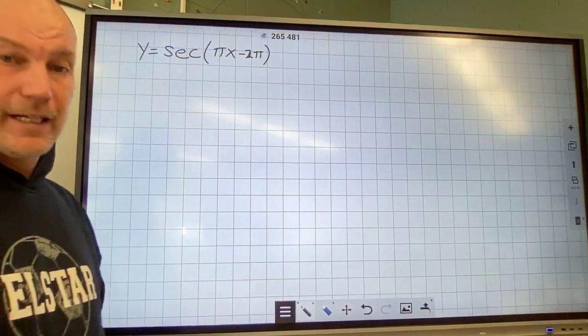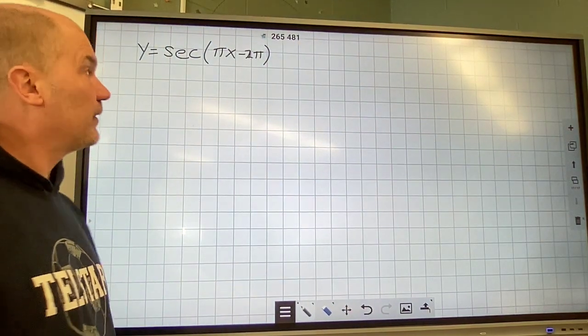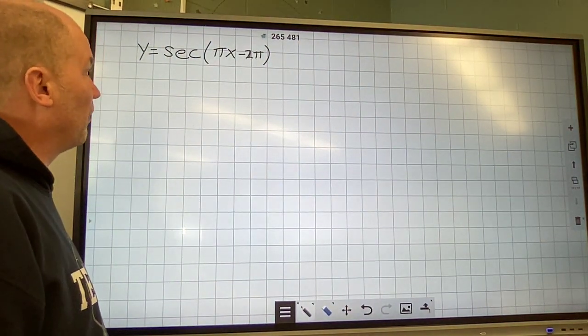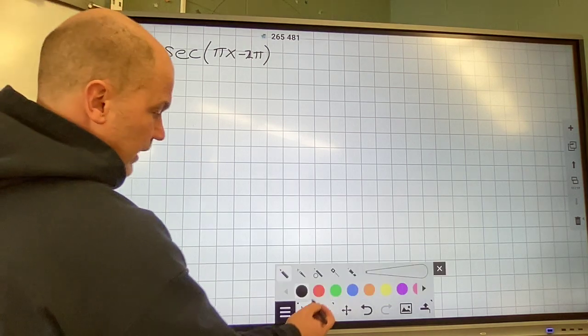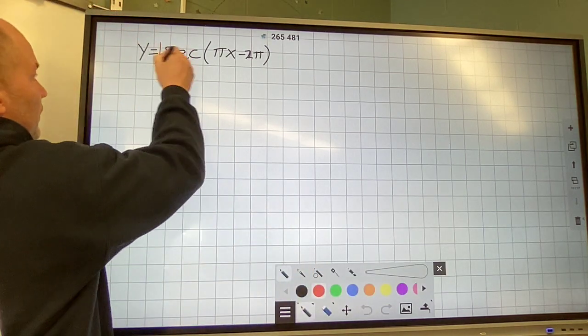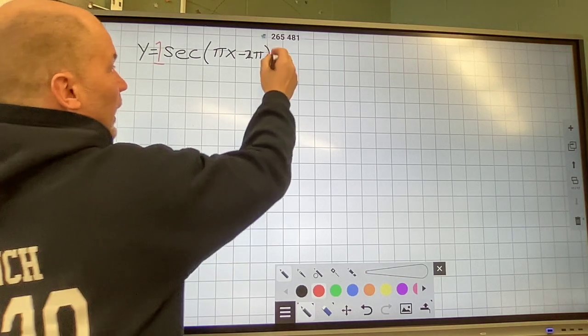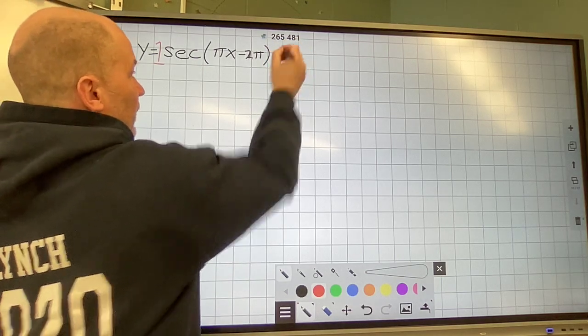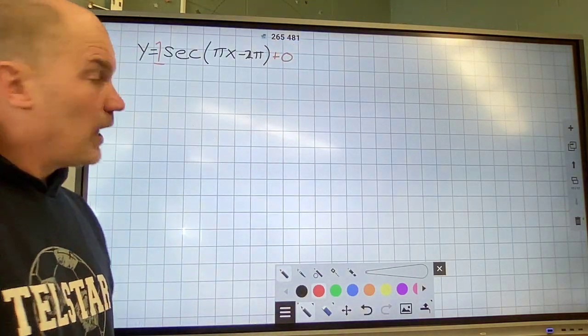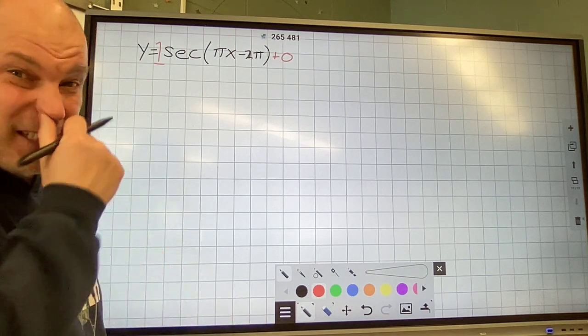So we're going to graph secant now. We've done a couple of these. I want to point out that when you don't see an amplitude, we need to remember that that's 1. And when you don't see a mid-value, then it's 0. So now we should be able to see all of our values.